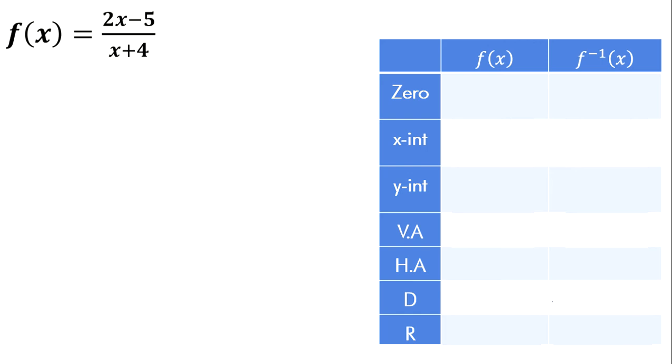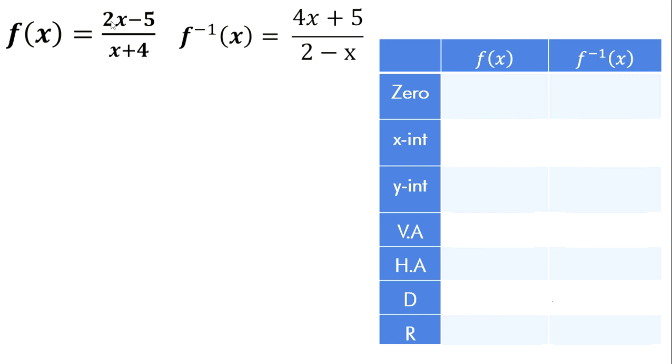And then another example, 2x minus 5 over x plus 4. Again, we have now the inverse here, 4x plus 5 over 2 minus x. So you can solve again using step 2 and step number 3. You interchange x and y, and then you solve for y, and then replace y by f inverse of x. Now let's identify the zero of the function. So again, we let y be equal to 0.